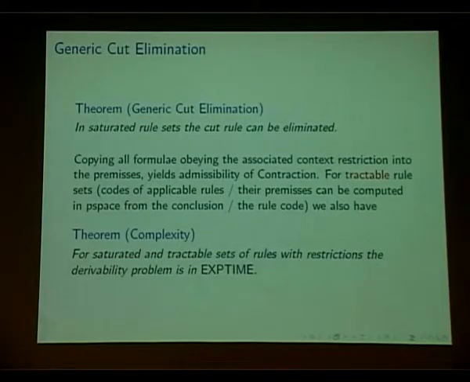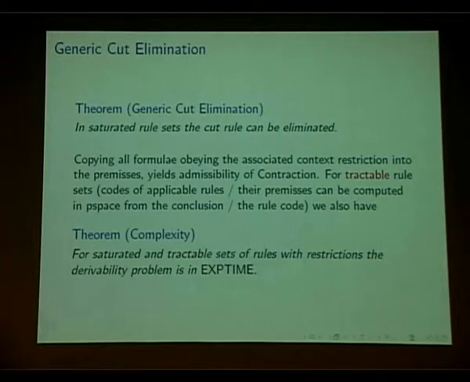And this is exactly what you get. If you have a saturated rule set, then you get cut elimination. And furthermore, once we have done this, we can apply some standard trick and copy the principal formula into the premises. And then we get admissibility of contraction as well. So we can get rid of the contraction rule.